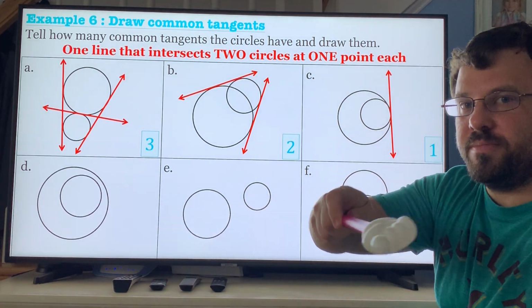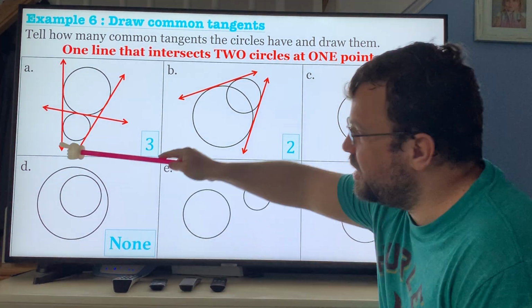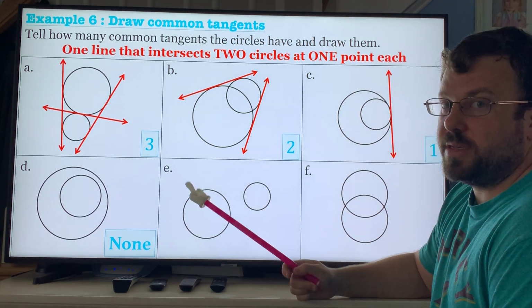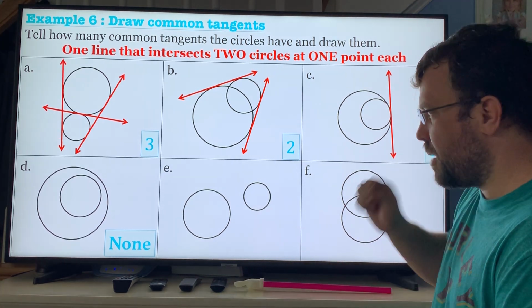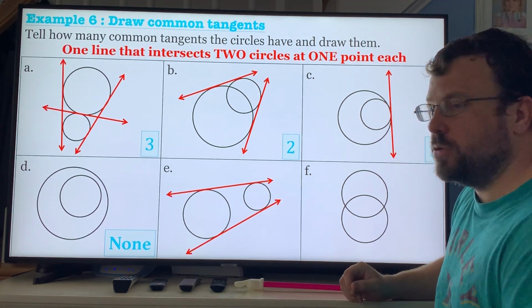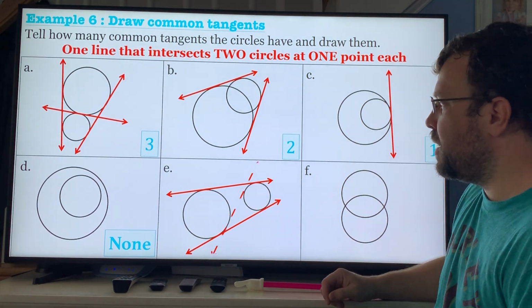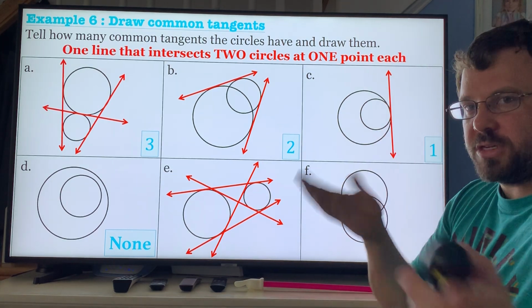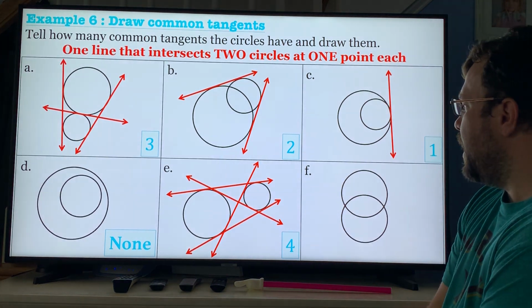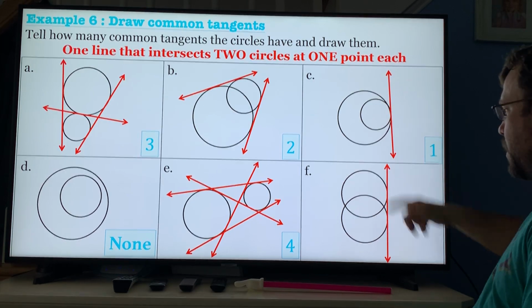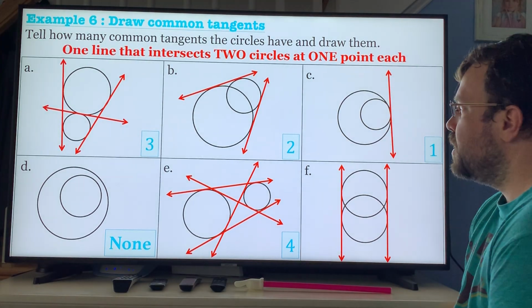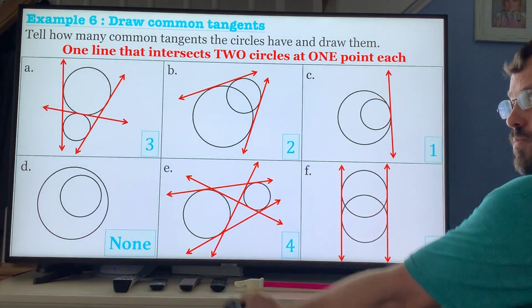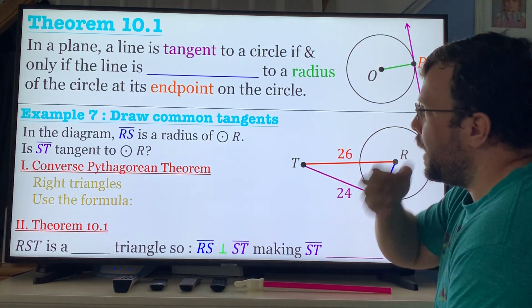D, this is a tricky one. How many times? 0. Any line you draw through here will hit everything in 2 spots. What about E? This is the one that most people have trouble with. If you got 2, you are halfway right. What about doing a little X to the middle? 1 spot, 1 spot, 1 spot. So the answer for E is actually 4. And then F is the last one. You should have gotten 1 and 2. So 3, 2, 1, none, 4, 2 common tangents.